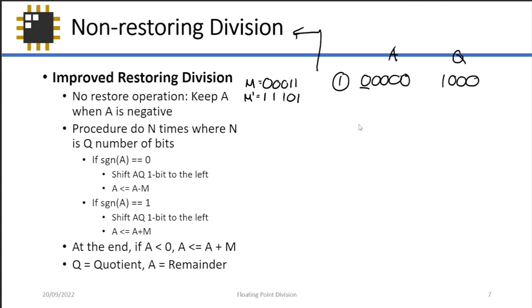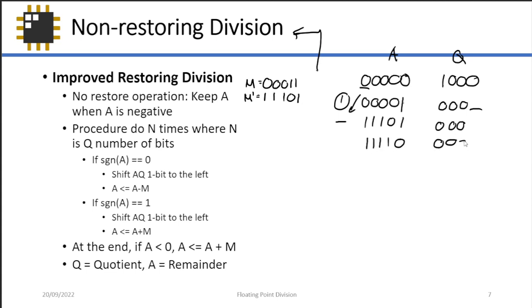If the sign of A is 0, then we shift to the left. By the way, spoilers, we always shift to the left, so might as well just do that. But we look at this and say, okay, since it's 0, we subtract. So that's 11101. So we have 11110. And then this thing turns into that thing again. So that's 0. But we keep this. We keep whatever this is.